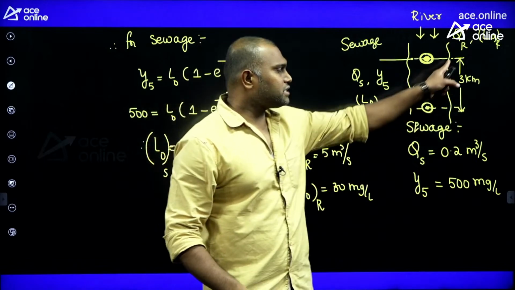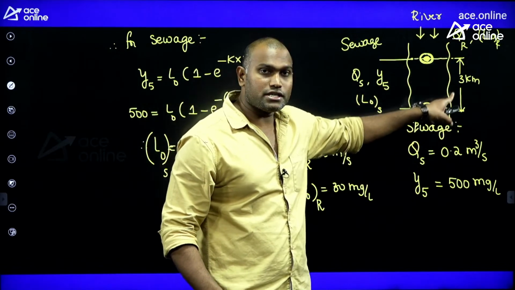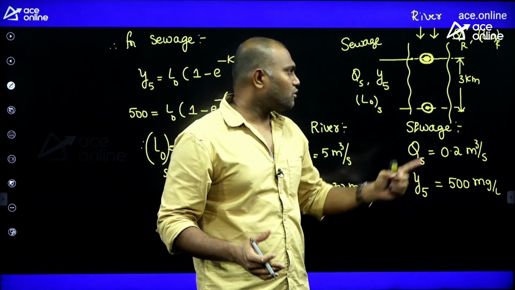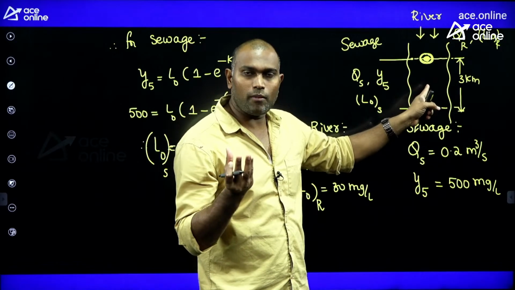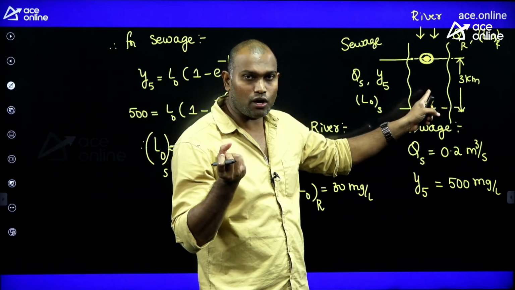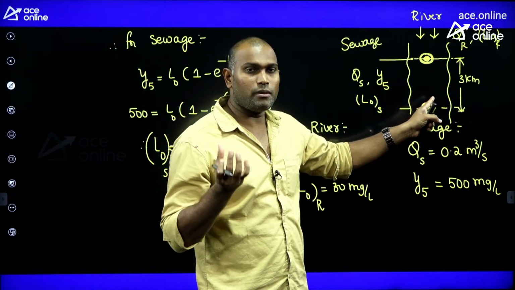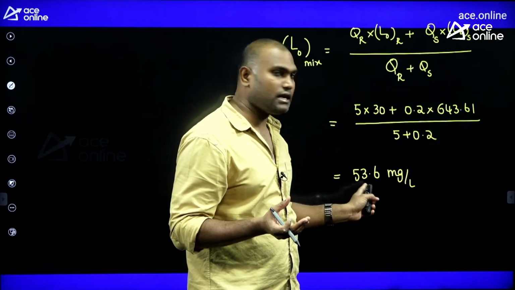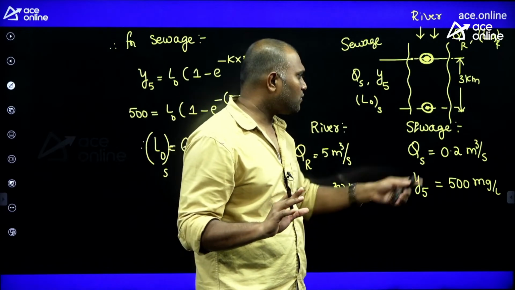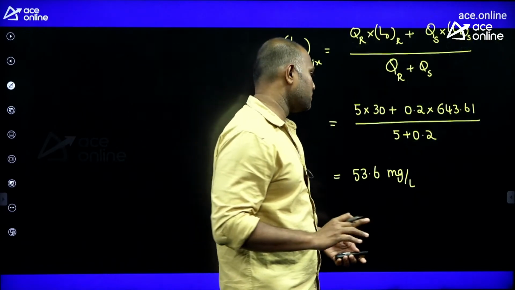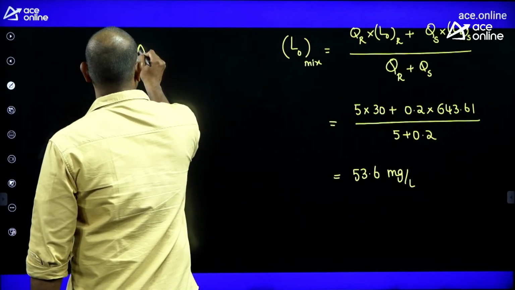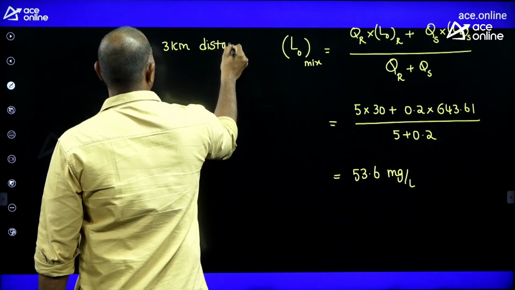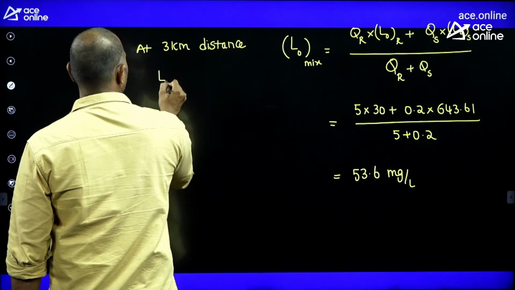Now, over a distance of 3 kilometers, definitely that ultimate BOD, as it is a river body, it has a good amount of oxygen. Bacteria consume the oxygen and it is going to deplete the organic matter. So that much amount of organic matter will get depleted, right? How much amount of the BOD is left at a 3 kilometers distance?